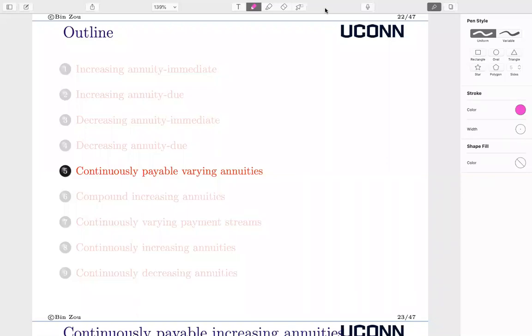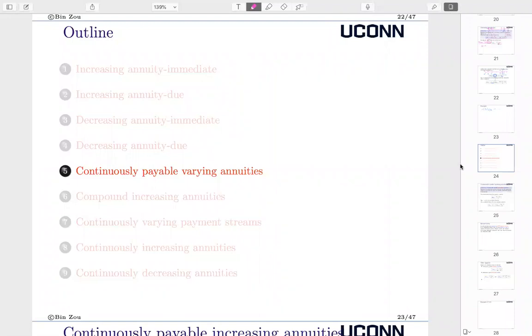Usually, this type of annuity is a little challenging. That's because some of you may have a hard time imagining how payments can be made continuously. Usually, that is a challenging part. To me, the best way to understand the continuous payment is from a calculus point of view, right?